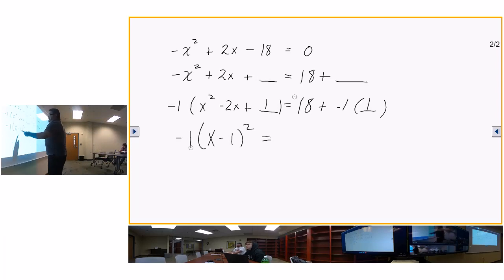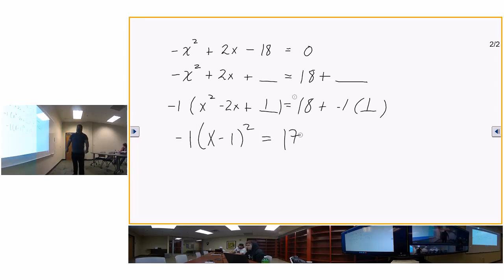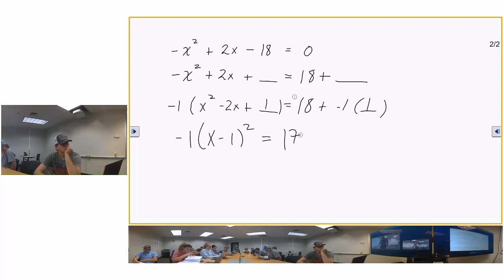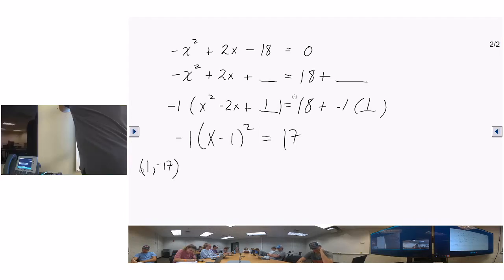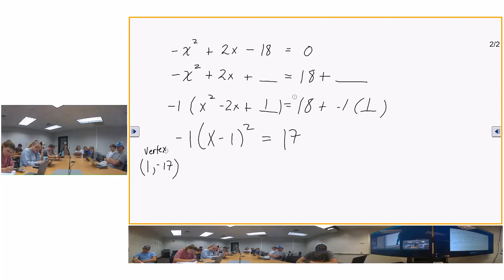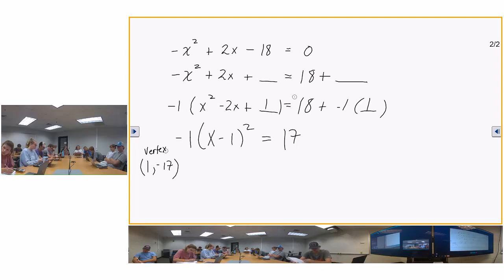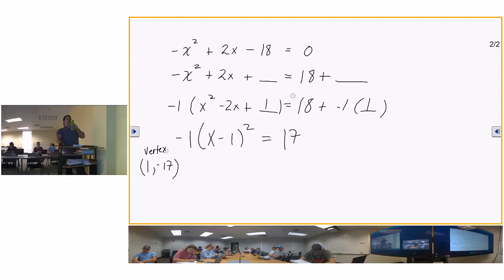All right. X minus 1 to the second power is equal to what? 17. Oh my god. So what is the vertex? 1 comma negative 17. So go ahead and finish it. So what's the x-intercept, Pendleton?